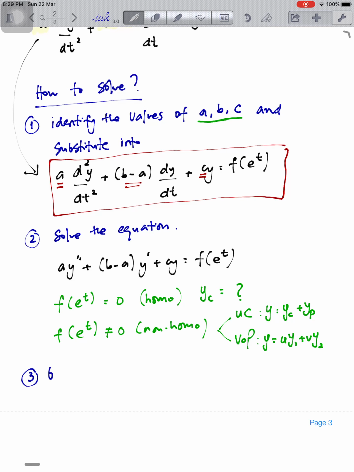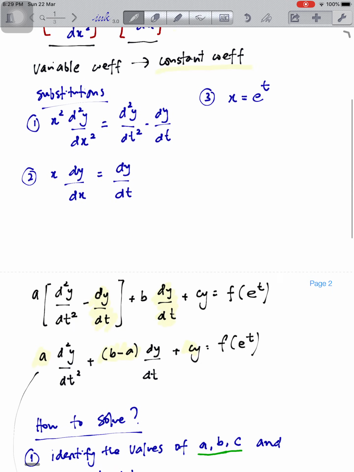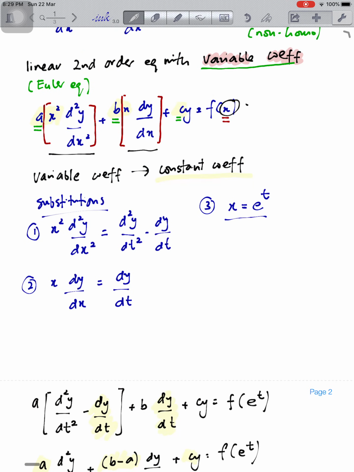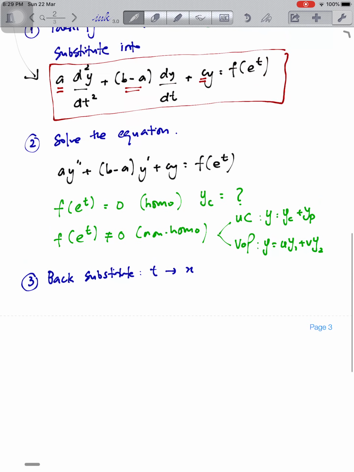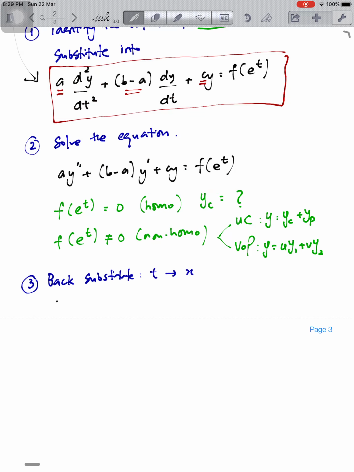So therefore, the last step is that we are going to back substitute. So convert back all the t's to be in terms of x. So how are we supposed to achieve this? By using the third substitution. Remember, the third substitution, x is equal to exponential of t. So now we are just going to flip it around. So whenever we come across exponential t in the equation, we are going to replace that by x.